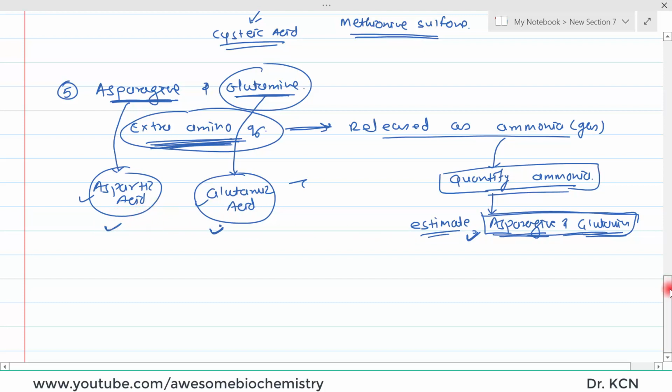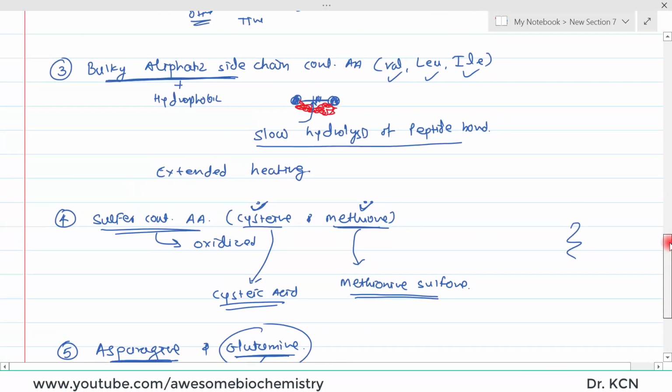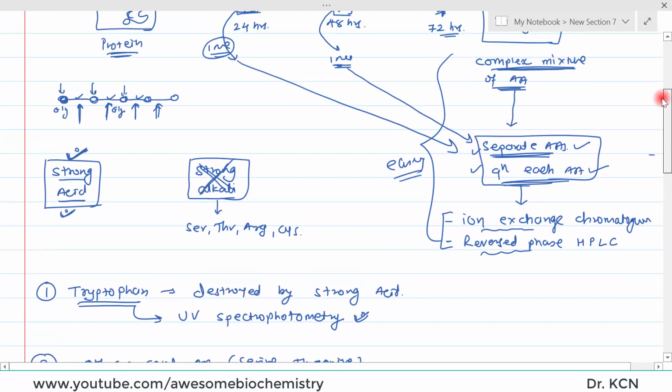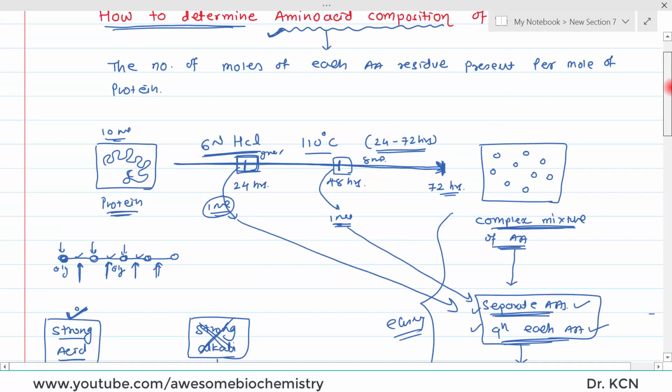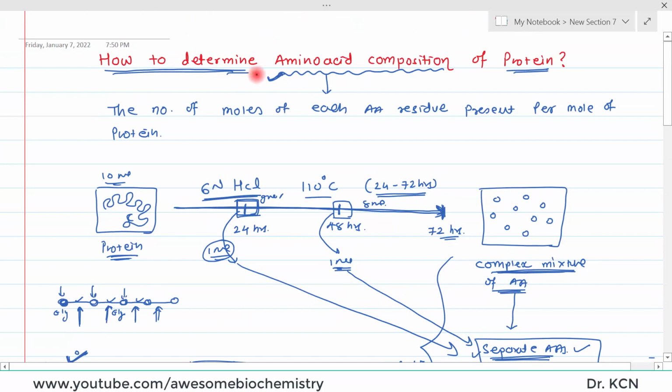So these are the certain problems with acid hydrolysis along with their solutions. If we follow this method, we get a complex mixture of amino acids, and by this method we can separate as well as quantify the amino acids. So this was all about how to determine the amino acid composition of the protein.